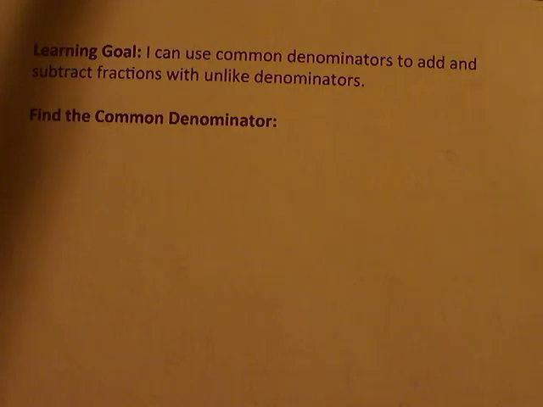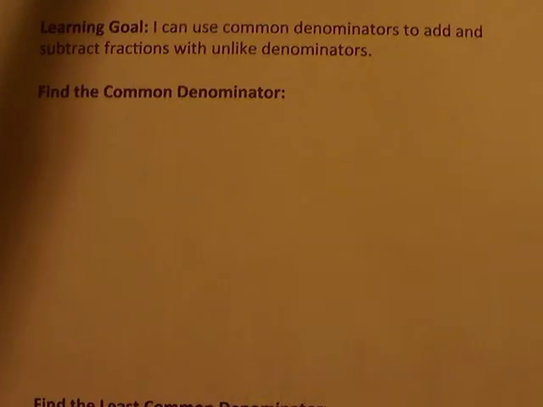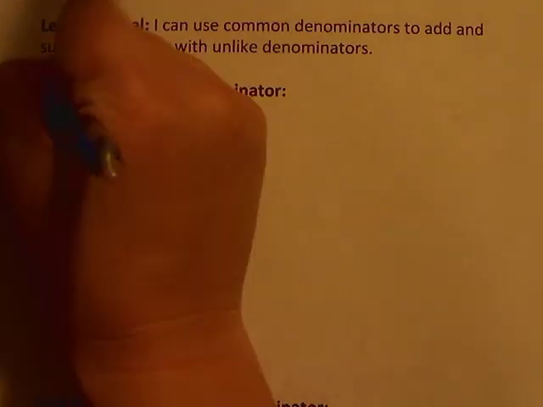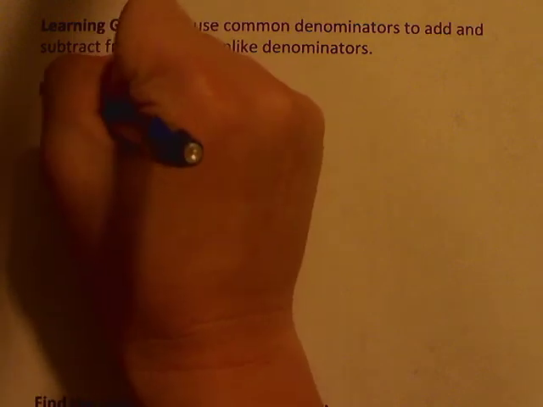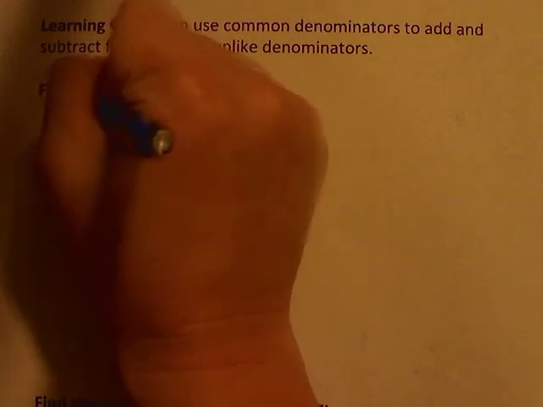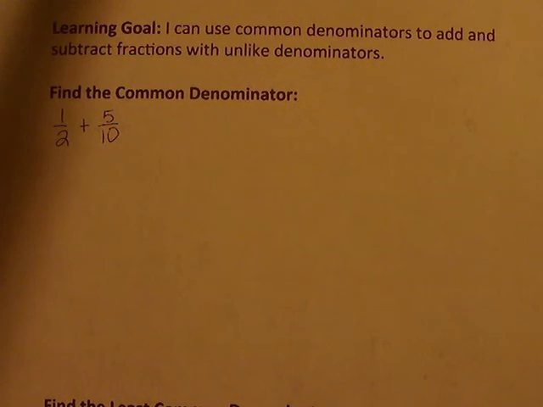Okay, so you can find a common denominator and then you can find a least common denominator. And there's two different ways to do that. So I'm going to go ahead and show you how we do that today. So, finding a common denominator. If I were to have fractions, let's say I want to add 1/2 and 5/10. So I'm adding 1/2 and 5/10. I need to figure out how do I do that.